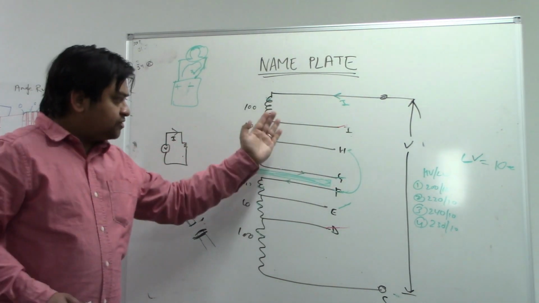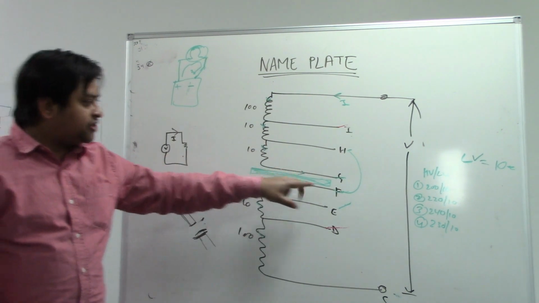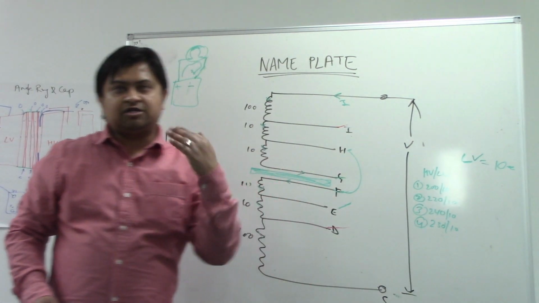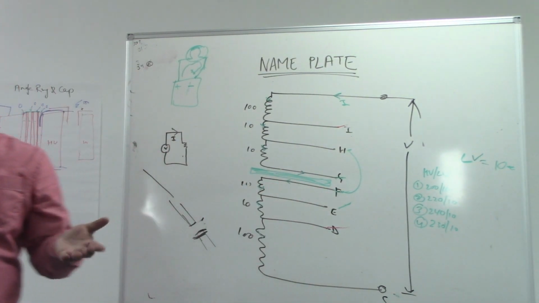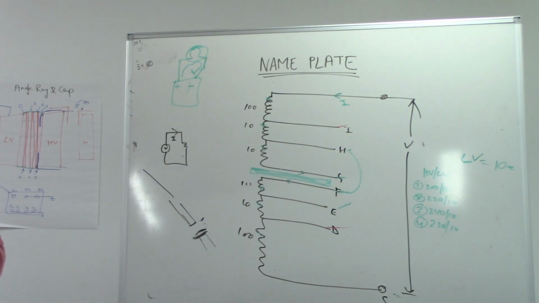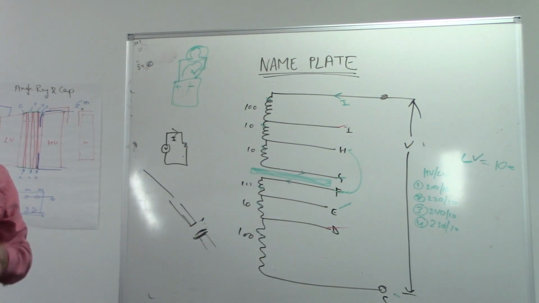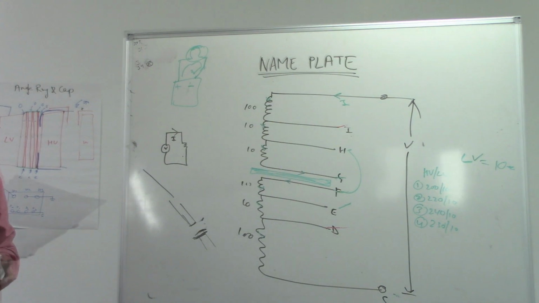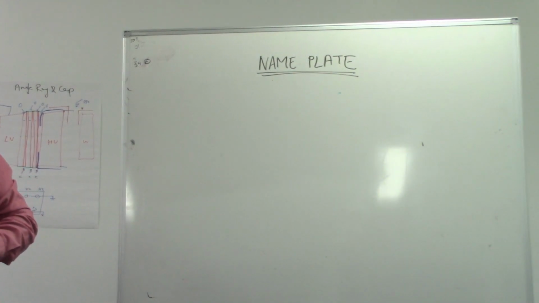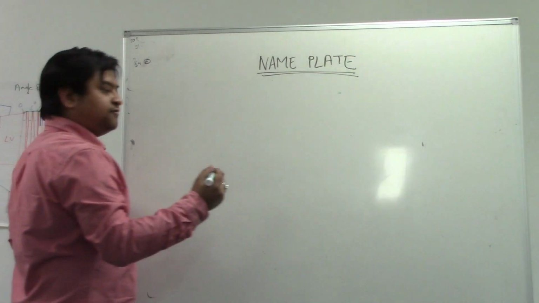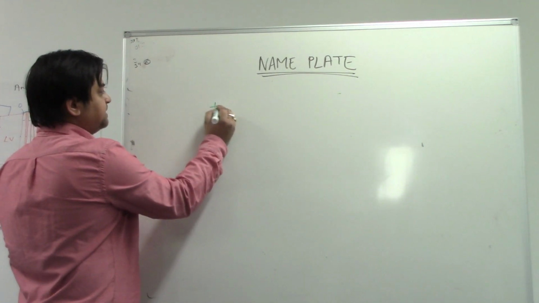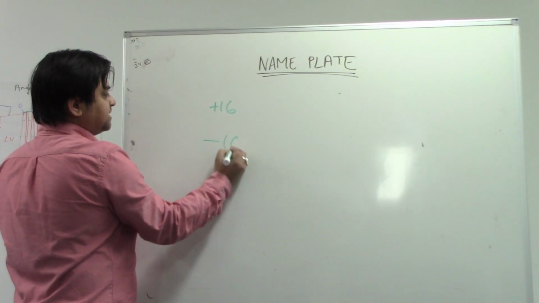And as soon as you are changing the handle, it is changing the turn ratio. If your turn ratio is changed, it means your voltage ratio will also change. When we have an LTC, low voltage variation, the customer always asks for plus 16 and minus 16 taps.